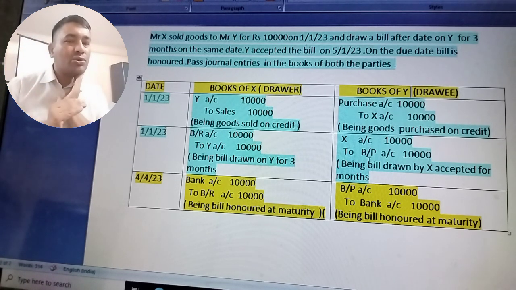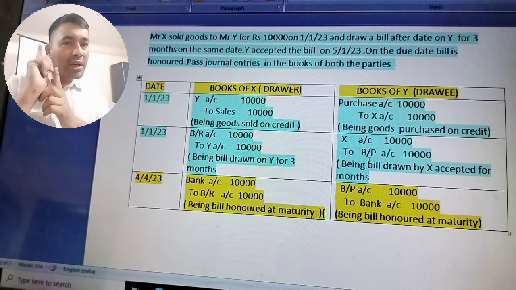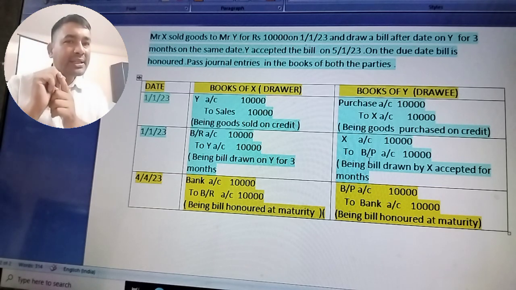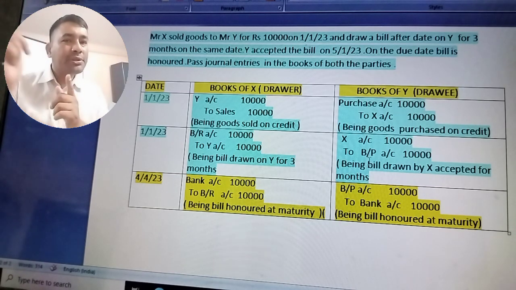once it is realized. So when the bill is matured or honored at maturity, the drawer has to pass the entry of bank to bills receivable, being bill honored at maturity. So again repeating, first entry: debtor to sales, that is Y to sales. Second entry, when a bill is drawn, bills receivable to Y. And when the bill is matured, bank to bills receivable.